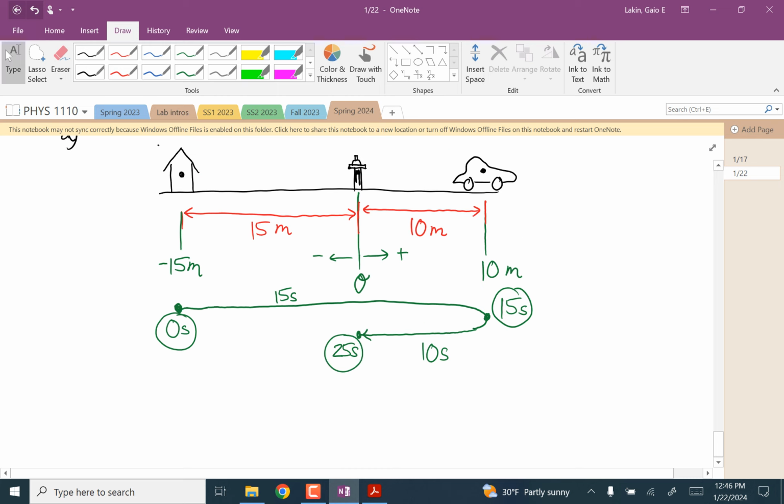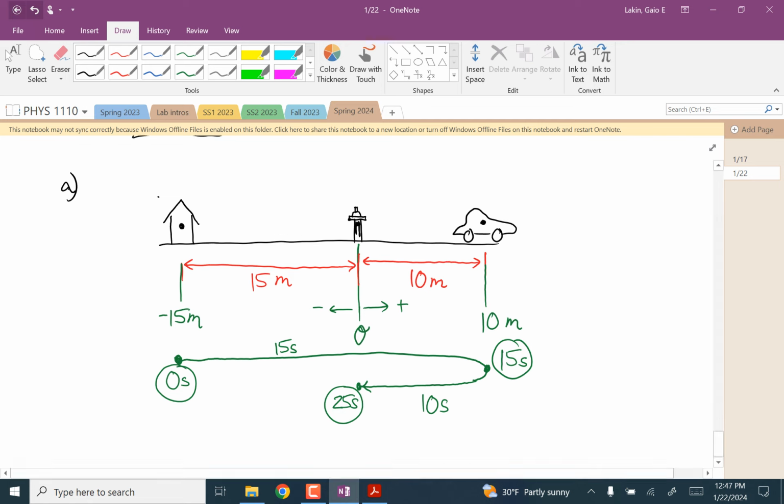Okay, so now we have these instants and we can just read off the graph what the time and position are. At the instant the person leaves the shed, time is 0 and position is negative 15. When the person gets to the car, time is 15 seconds and position is positive 10. When the person gets here, time is 25 seconds and position is 0. And so now you're just plotting those out.